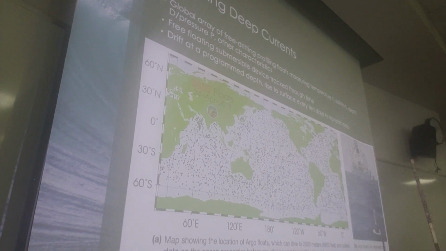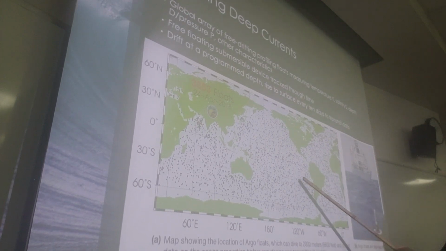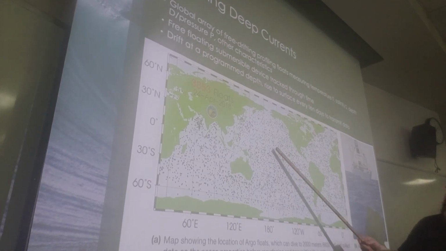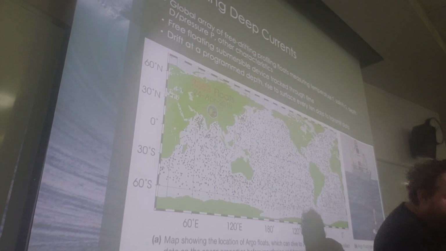So there are lots of floats all over the world, and Argo is a key way that we get subsurface information, like things about what's happening in the thermocline, what's happening with stratification below the surface, and things like that.